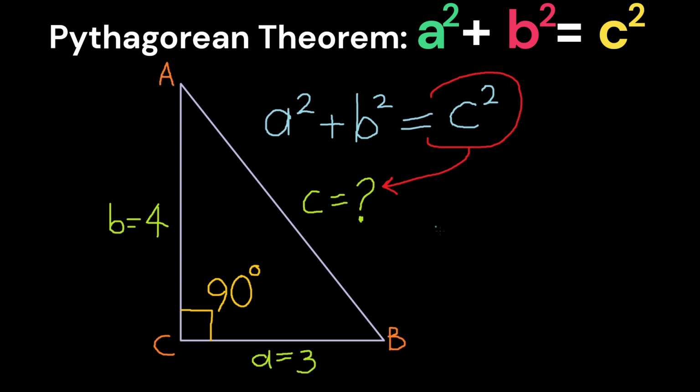We know that a is 3, so instead of a squared, we write 3 squared. And instead of b squared, we write 4 squared. And that equals c squared. We're going to leave c as it is, because we do not know its value and we're actually trying to find it. So in the next step, let's find what 3 squared is.